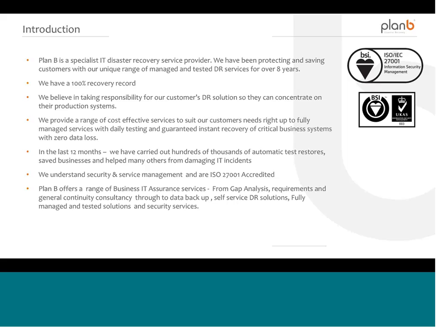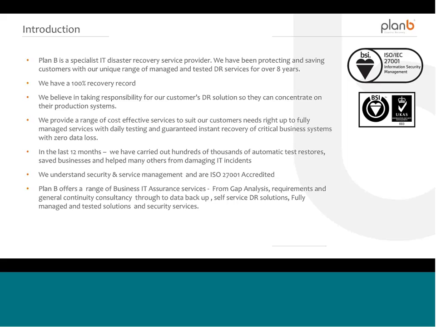We do that by providing a range of services that are tailored to our customers' needs, and those can offer various service levels and various recovery points. Every day we carry out thousands of automatic test restores on customer systems, and we know in the last year, but every year we've ever been in business, that we have had to step in and help customers when they would have otherwise suffered from very damaging IT incidents.